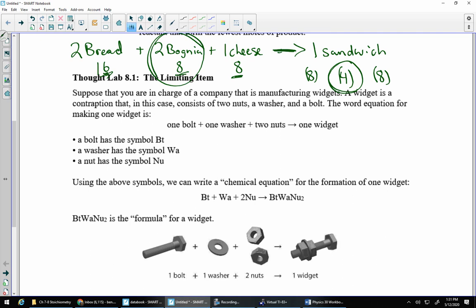So this thought lab: suppose you're in charge of a company that's manufacturing widgets. A widget is a contraption that consists of 2 nuts, 1 washer, and 1 bolt. Their word equation is as follows. Very nice. So a bolt has the symbol BT, a washer has the symbol WA, and a nut has the symbol NU. Okay, so let's check it out.